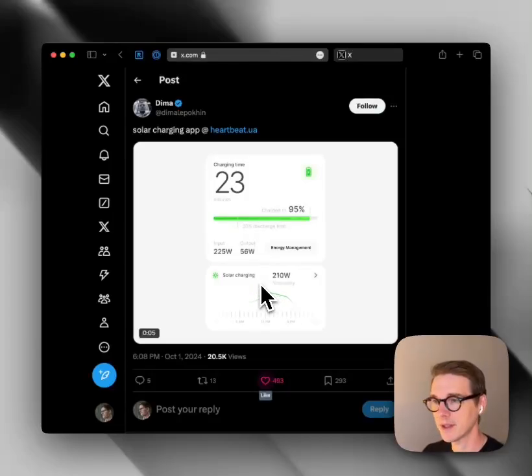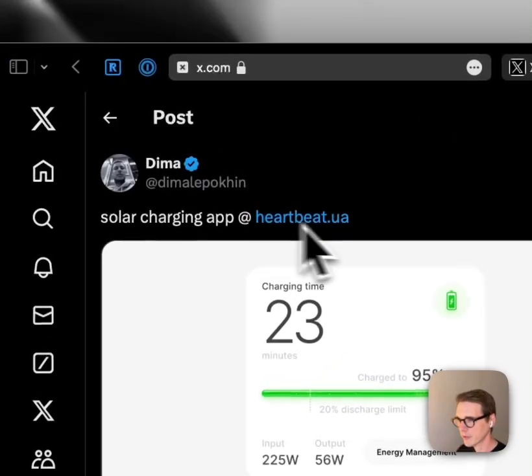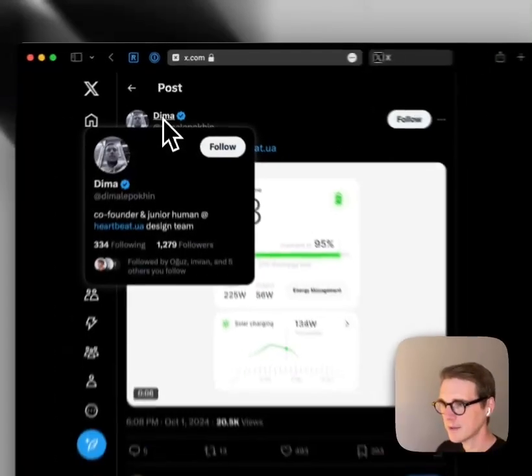Armchair Safari, the design show where we try to look at design and try to become better designers by breaking it down and figuring out what's good about this, what is bad about this, and does this work for the end user. And today we're looking at this cool solar charging app by Dima, apparently for heartbeat.ua.